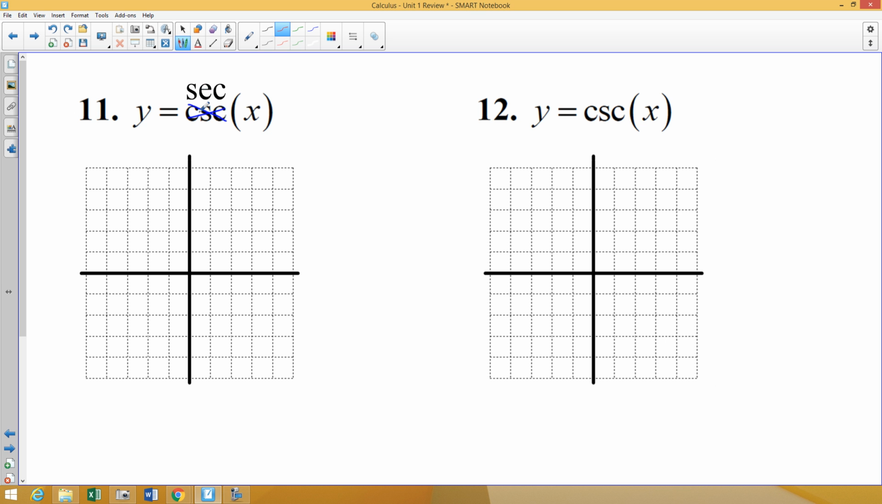11 and 12, change 11 to secant x. I did not mean to repeat that. And 12 is cosecant. And for both of these, I'm going to start by remembering that secant x is 1 over cosine. Cosecant x is 1 over sine. And in graphing these, I'm going to start by graphing cosine x and sine x on both of them. So I'm going to do that real quick.